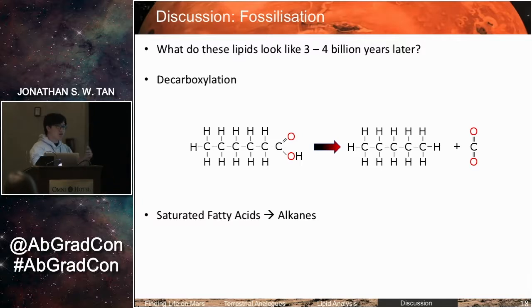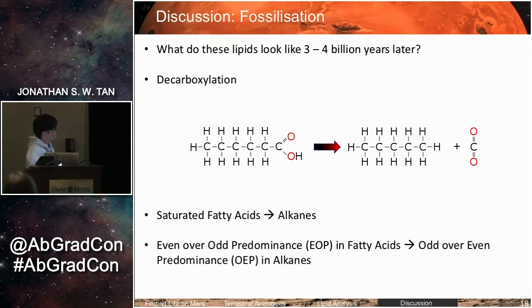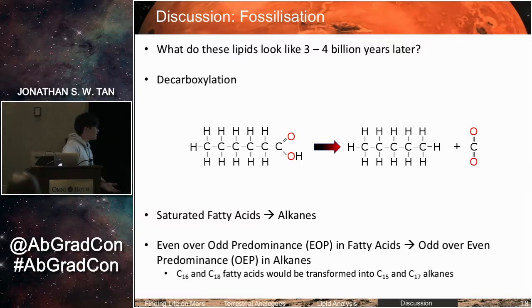And if you remember the even over odd predominance pattern that I talked about in the fatty acids, well, because you're losing a single carbon atom, this predominance becomes an odd over even predominance in alkanes. And remember the general biological markers? Well, they become, from C16 and C18 fatty acids, C15 and C17 alkanes.